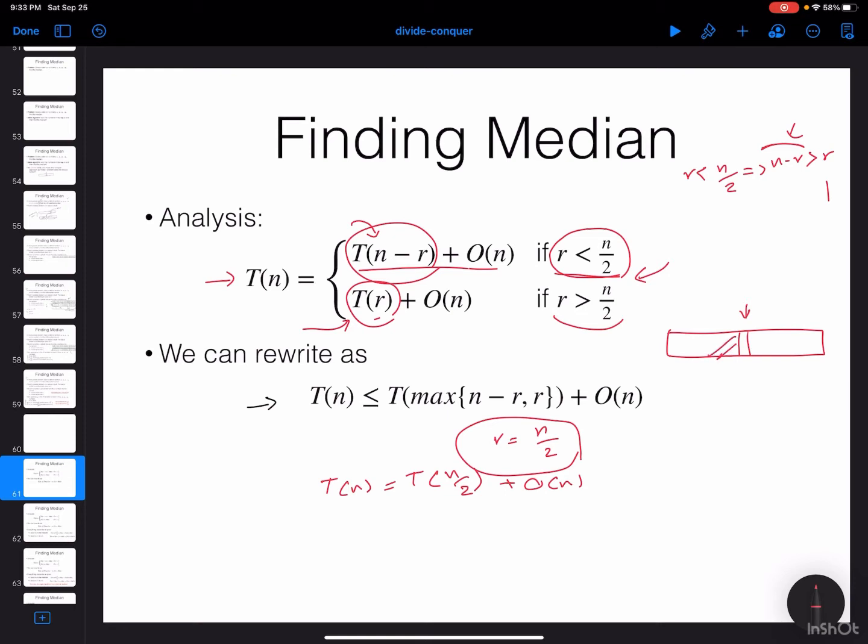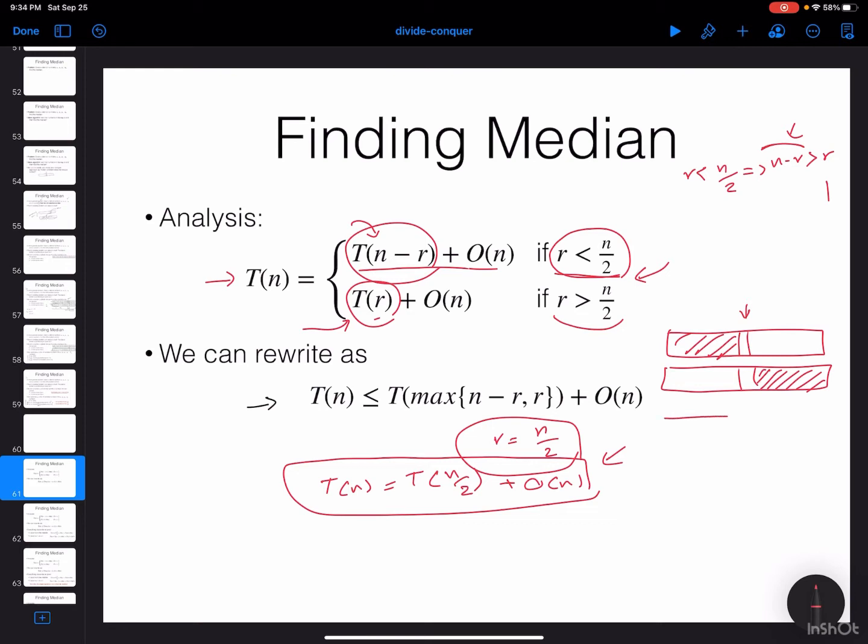So either this half or this half will be removed, but always half of the size will be removed. So the recurrence relation that you are going to solve is going to be this one, based on the cost.